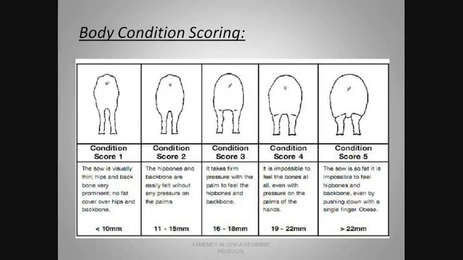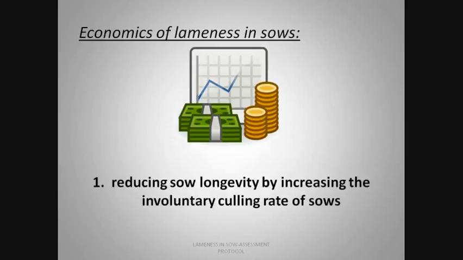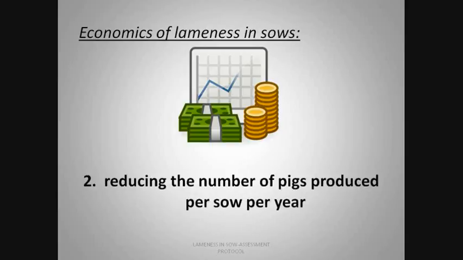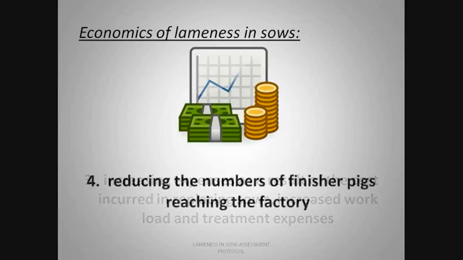Now look at the economic consequence of lameness in sows to the farmers. Lameness in sows reduces the productivity of a unit by reducing sow longevity and increasing the involuntary culling rate of sows by the farmer. It also reduces the number of pigs produced per year. It increases expenses as a result of the cost incurred in replacing sows, increased workload, and reducing the number of finishing pigs reaching the factory.